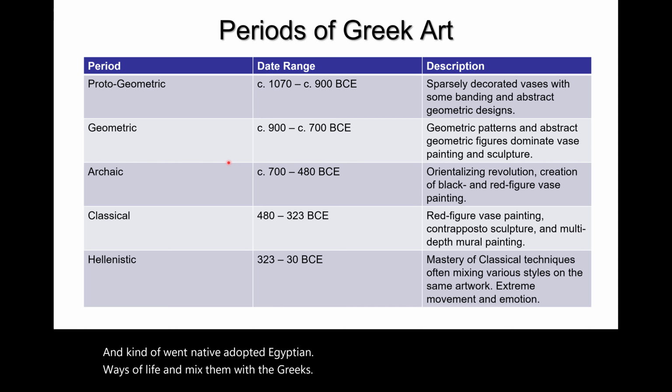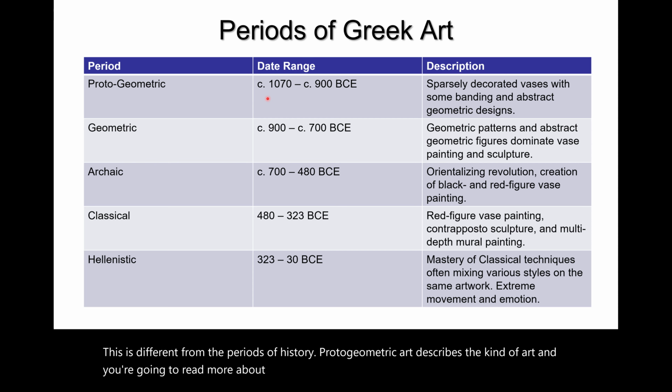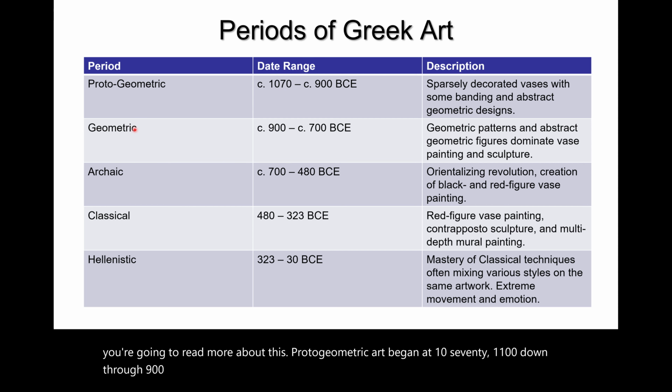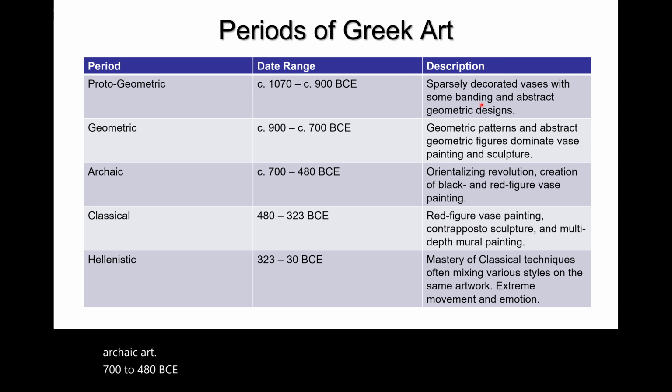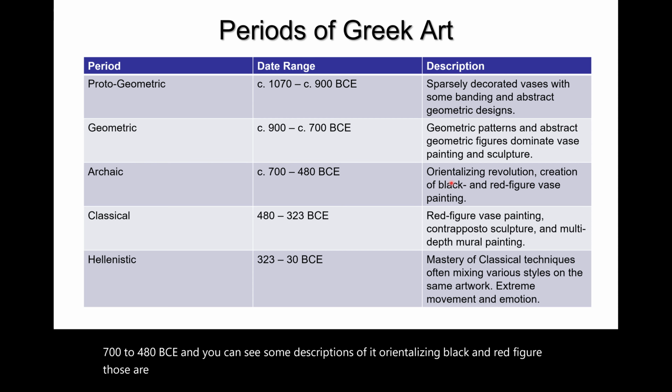Periods of Greek art. This is different from the periods of history. Proto-geometric art describes the kind of art you're going to read more about. Proto-geometric art began around 1100 to 1070 and ran down through 900 BCE, until it becomes full-fledged geometric art for the next 200 years after that. Archaic art, 700 to 480 BCE, and you can see some descriptions of it. Orientalizing, black and red figure, those are signature archaic styles.